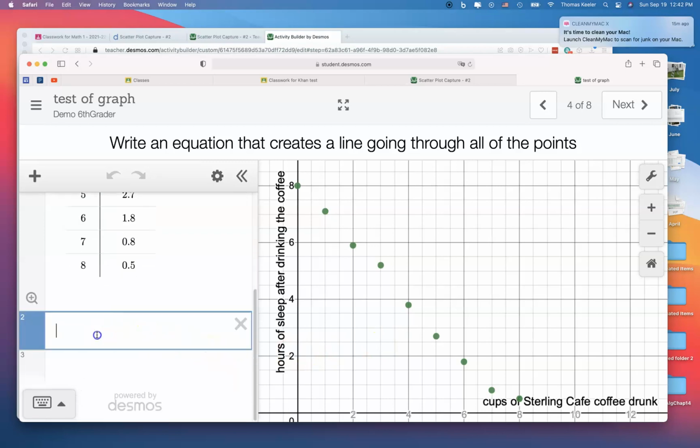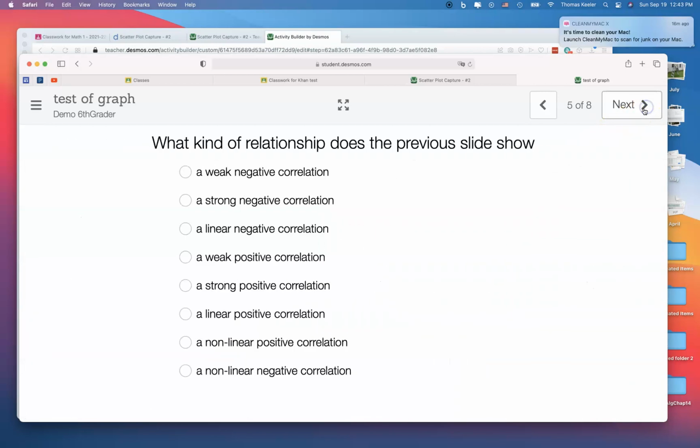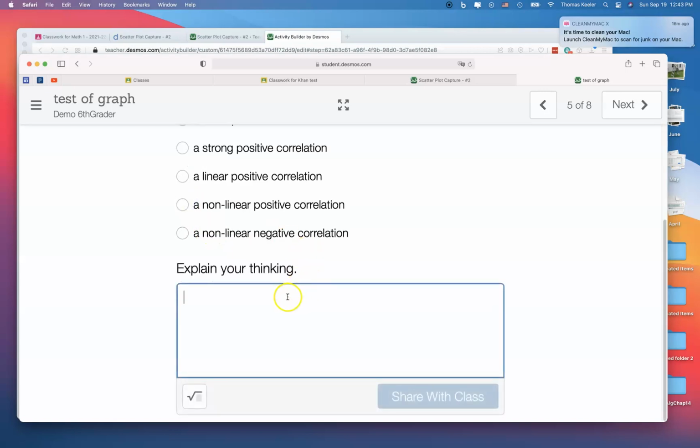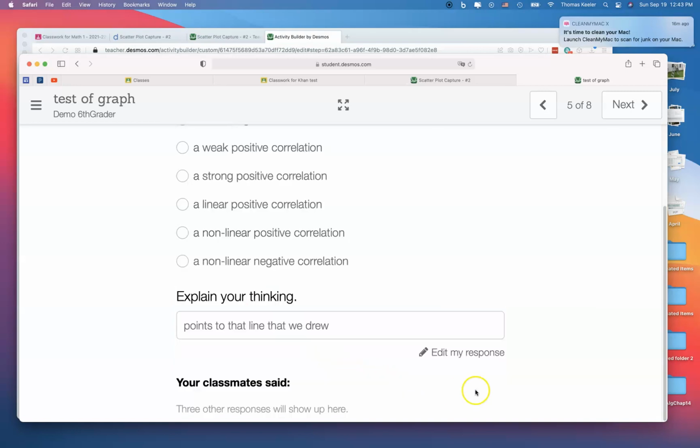Let's see what happens if we try the same thing. We say y equals minus x. But what is our value when we're at 0? Oh, 8. So we're going to add 8. Minus x plus 9 isn't right. Plus 8. You can see how the points are more or less on that line, not exactly on that line. And so we go through and ask, what kind of correlation is it? It's not linear. It's just very strong, right? Points are very close to the line that we drew. I'm going to share that with the class.